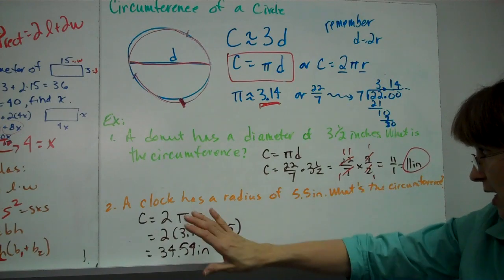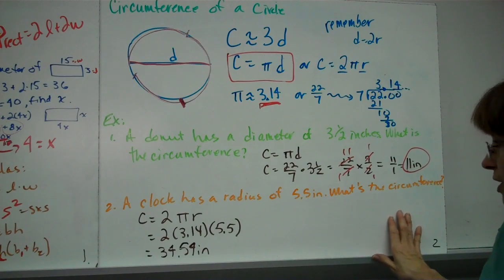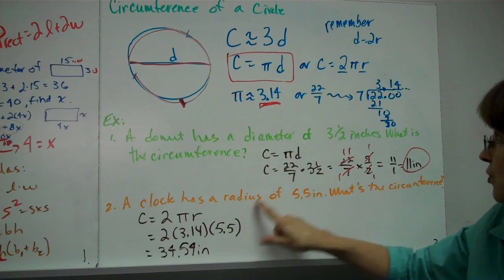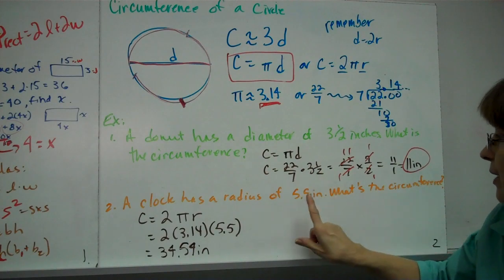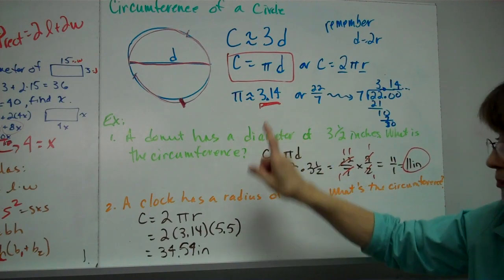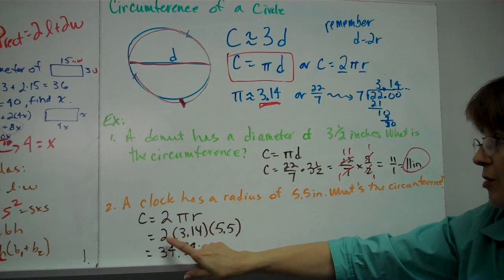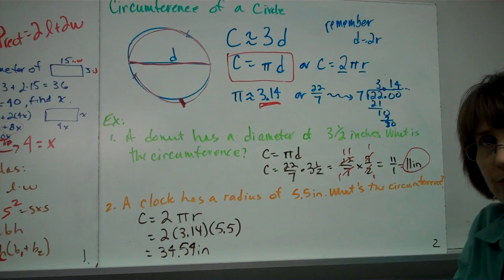Okay, number 2, a clock has a radius of 5.5 inches. What's the circumference? Well, now we have radius, so we're going to use the radius formula. And we have decimals, so we're going to use the 3.14. So we simply write the formula down, plug it in, and we just multiply to get our answer.